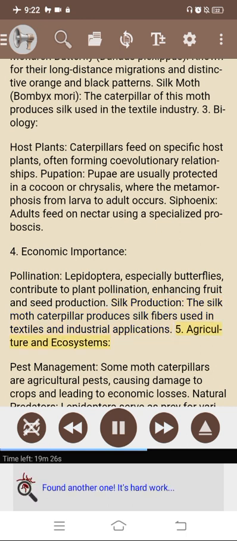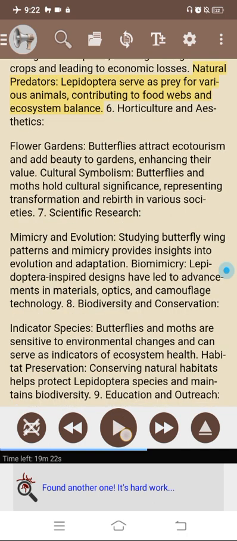5. Agriculture and ecosystems. Pest management. Some moth caterpillars are agricultural pests, causing damage to crops and leading to economic losses.